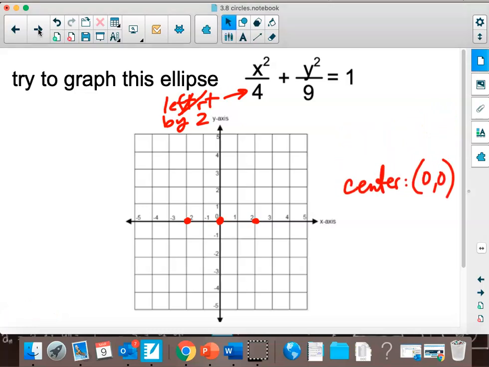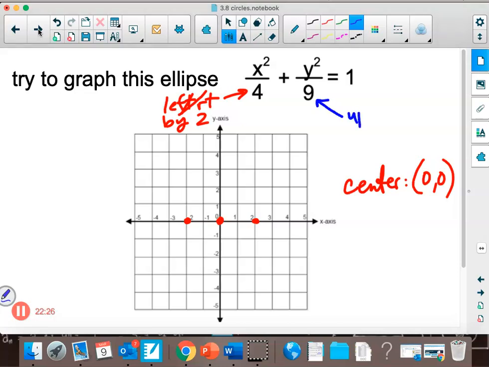The number under the y tells you how far you're going to go up and down. How far do you think you're going to go up and down? 4.5. By 3. It's okay. You're thinking halving. We're square rooting. So we go up 3, down 3, and then we connect the dots, right? So then we connect the dots, and pretend that that goes through there, and we get an ellipse. Ellipse is actually the mathematical term for oval.